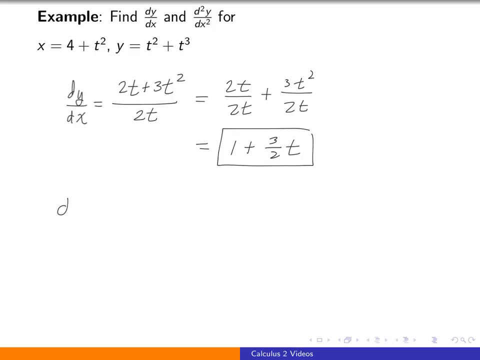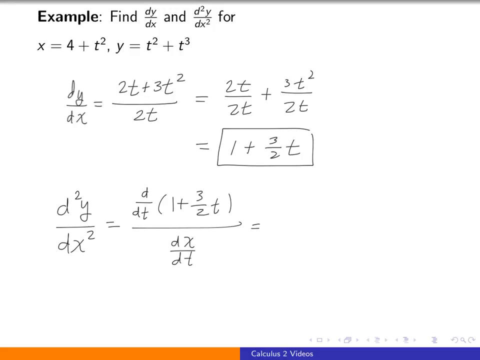And once we've found dy dx, finding that second derivative should be fairly efficient. So we differentiate, and I will write this step out, dy dx, and we divide this by dx dt. So dx dt is 2t, and the derivative of 1 plus 3/2 of t is 3/2. So doing some simple algebra here, so 3/2 over 2 is 3/4. Dividing by t is the same thing as t to the minus 1, or you could alternatively write this as 3 over 4t, whatever you find to be the most convenient.